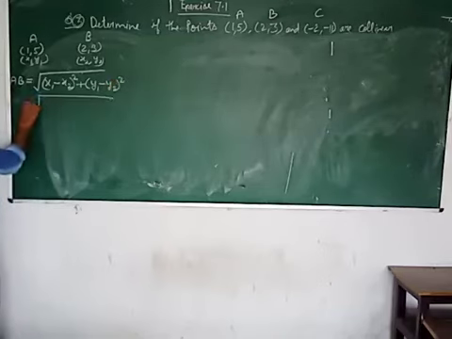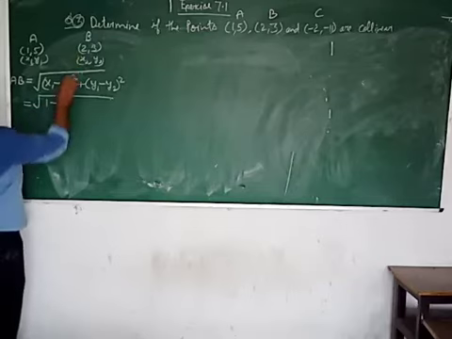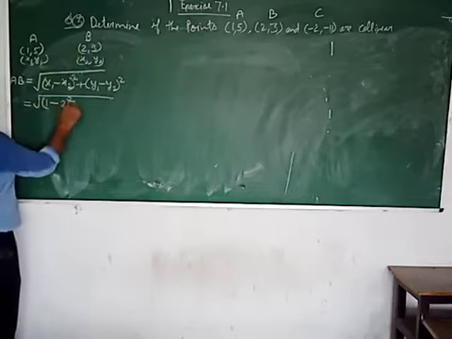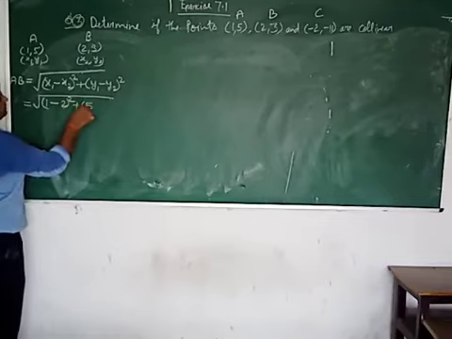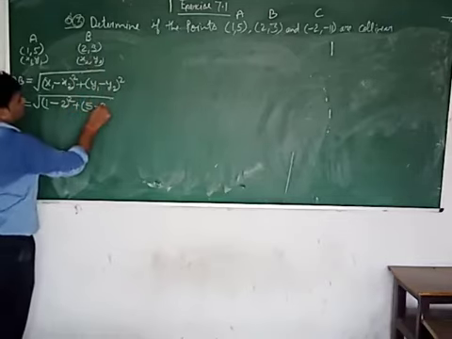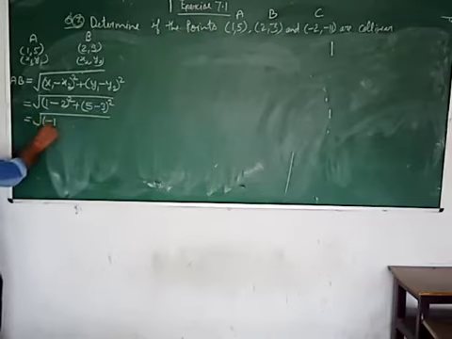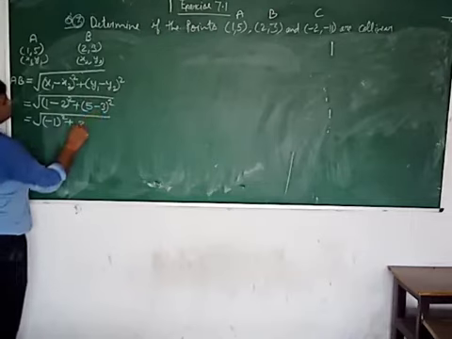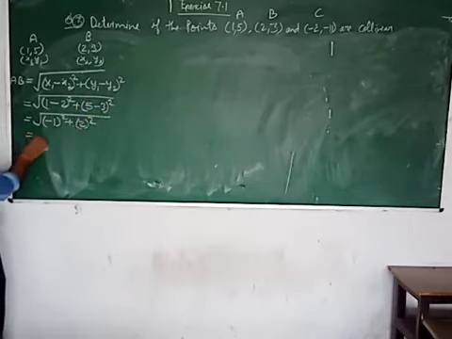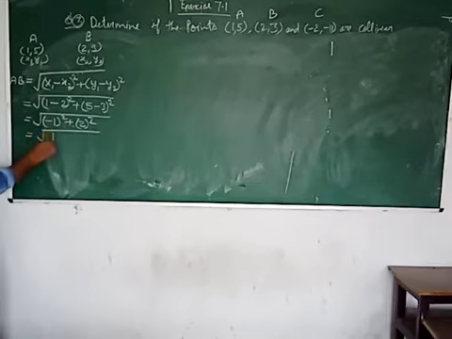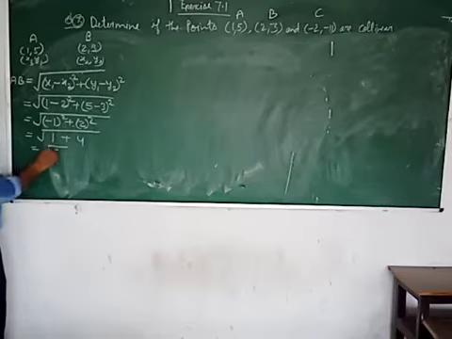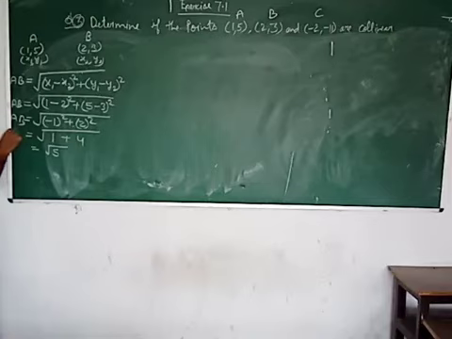Your x1 is 1 minus x2 is 2, square, plus y1 is 5 minus y2 is 3, square. 1 minus 2 is -1, square, plus 5 minus 3 is 2, square. -1 square is 1 plus 2 square is 4, equal to root 5. Okay, AB equal to root 5.